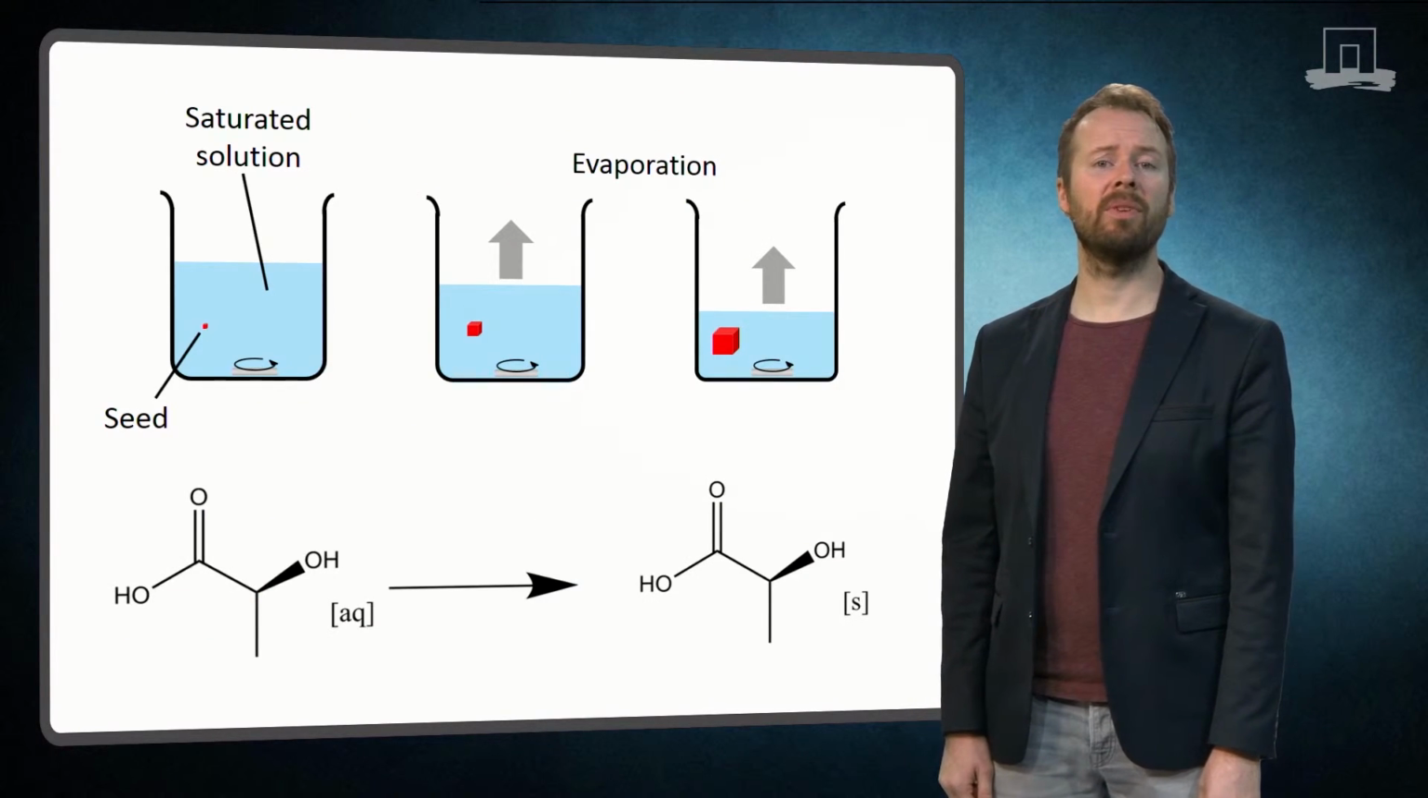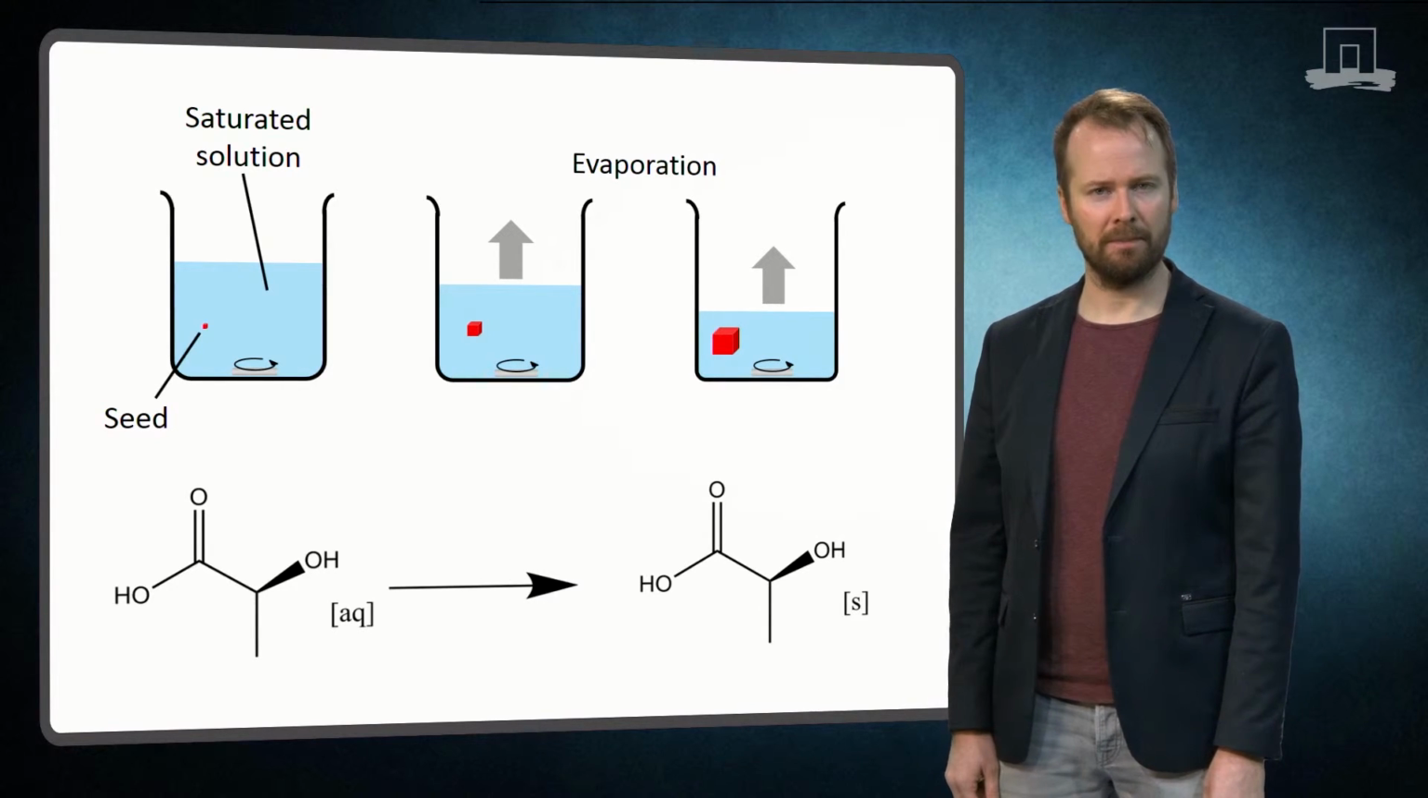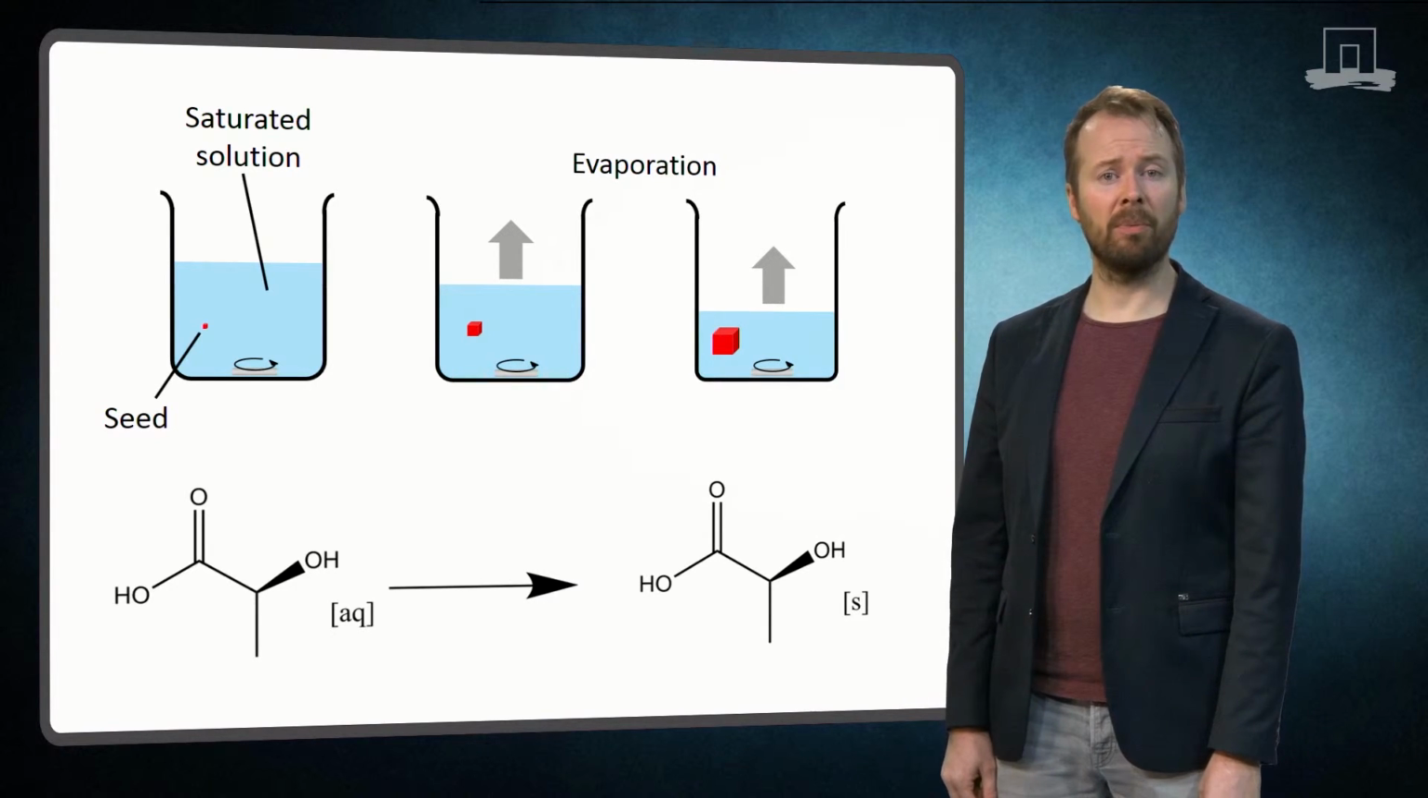The first approach that can be taken to purify lactic acid is crystallization. In order to induce crystallization, a saturated solution is required. Usually this is done by performing evaporation and/or cooling of the solution. Crystallization can occur spontaneously, but this is a very poorly controlled process. By adding small seed crystals made of the same material which you want to crystallize, crystallization will happen in a more controlled fashion.